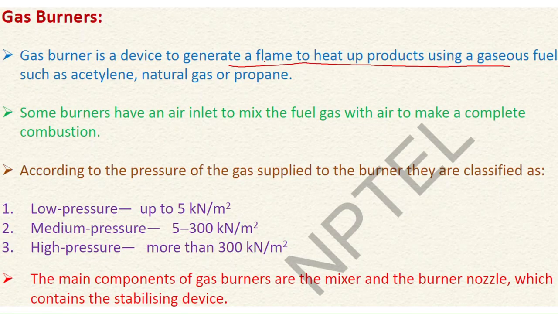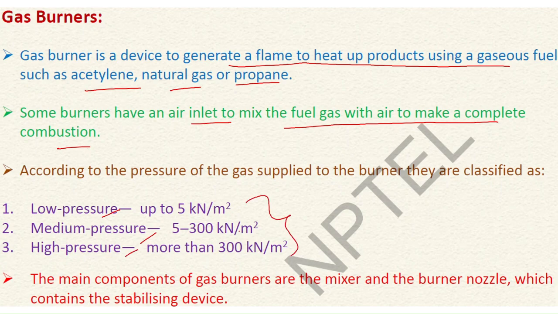So here in gas burners, simply gaseous fuel is used, such as acetylene, natural gas, or propane. Some burners have an air inlet to mix the fuel gas with air to make a complete combustion. Okay. According to the pressure of the gas supplied to the burner, they are classified into three types: low pressure, medium pressure, and high pressure. And these are the pressures of the three given.